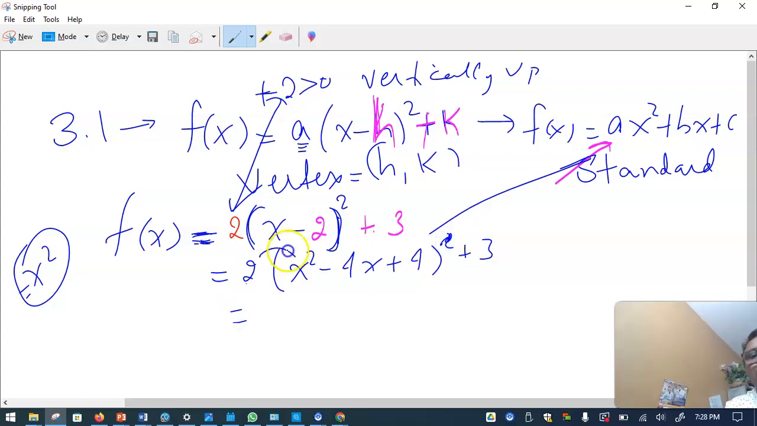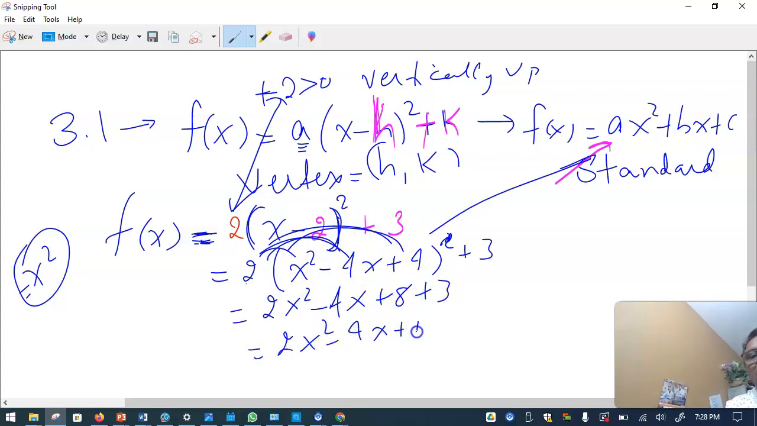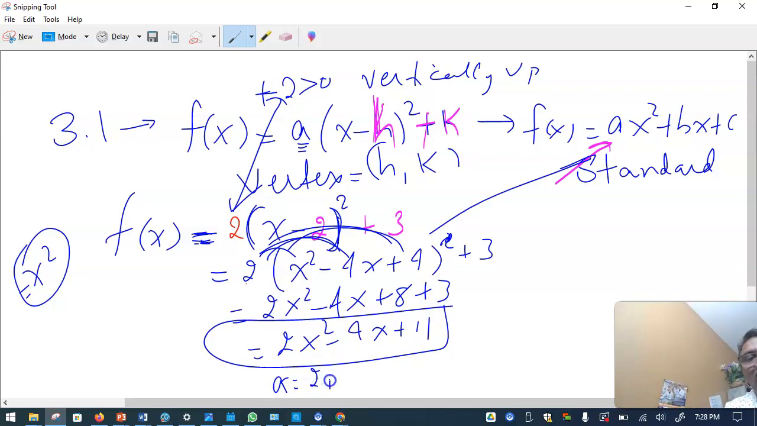And then you use the distributive property. So this becomes 2x squared, then minus 8x and plus 8 and plus 3. And then you end up getting 2x squared minus 8x plus 11, and there you go, you get the answer. So a is 2 and b is minus 8 and c is 11. So that's how a, b, c is related.